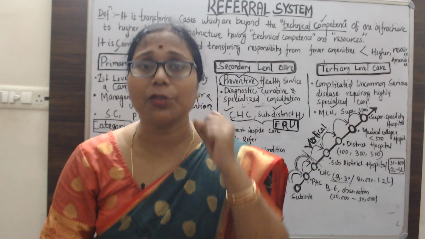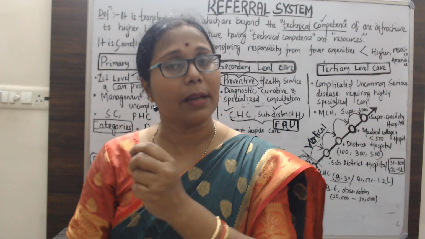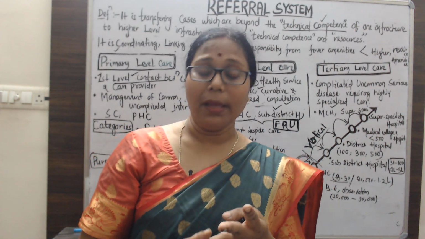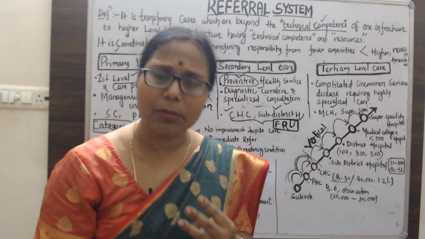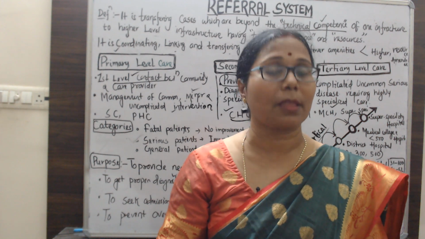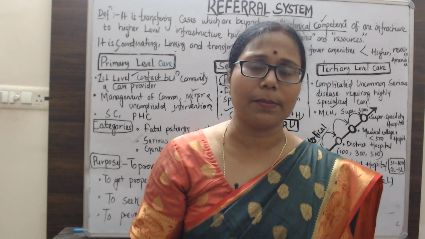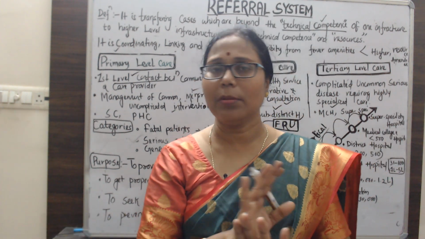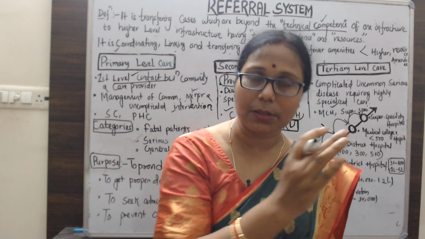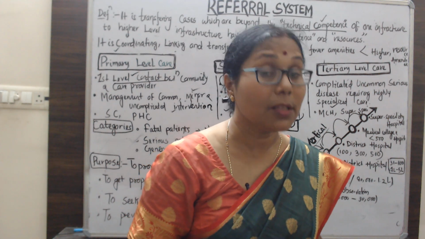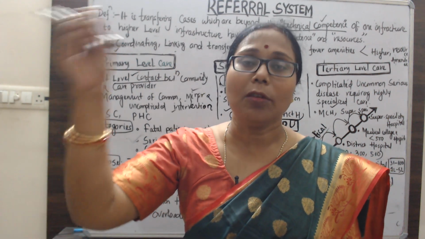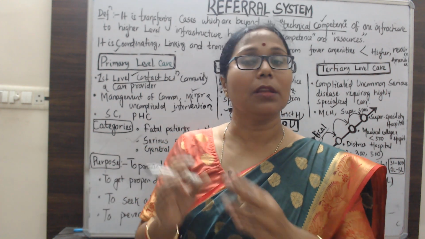According to the triage system, patients are categorized into three: category 1, category 2 and category 3. In category 1 come the fatal patients. If you provide treatment, despite treatment there will be no improvement, so that patient is called a fatal case. Second come the serious patients. Here immediate treatment can save the life of the patient, so it needs immediate transfer or immediate referral.